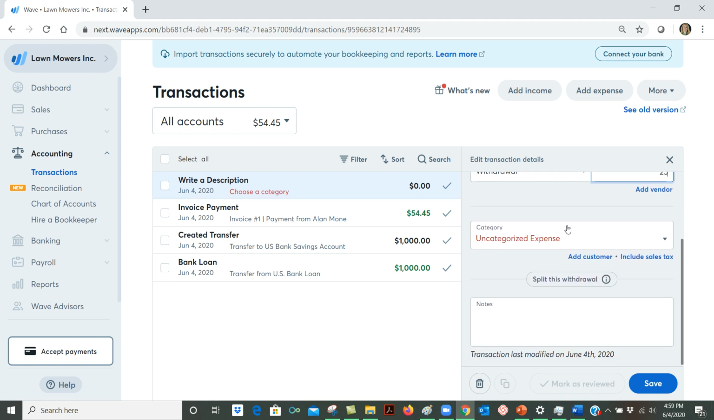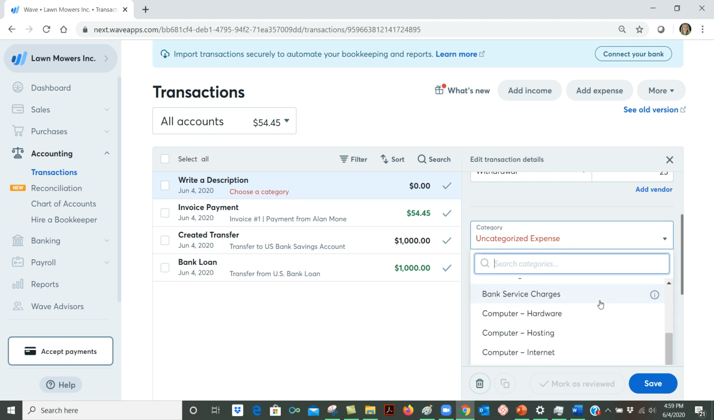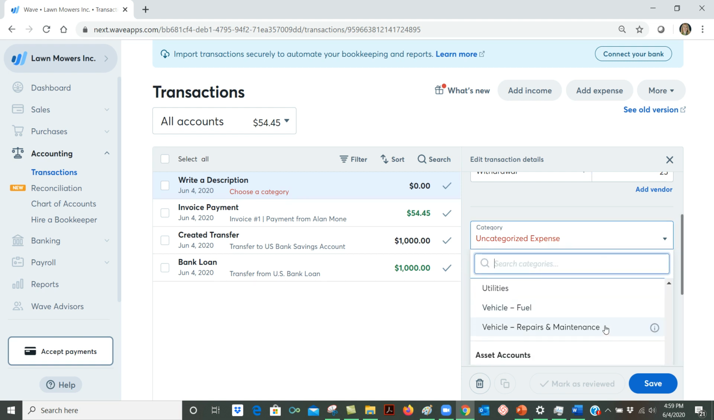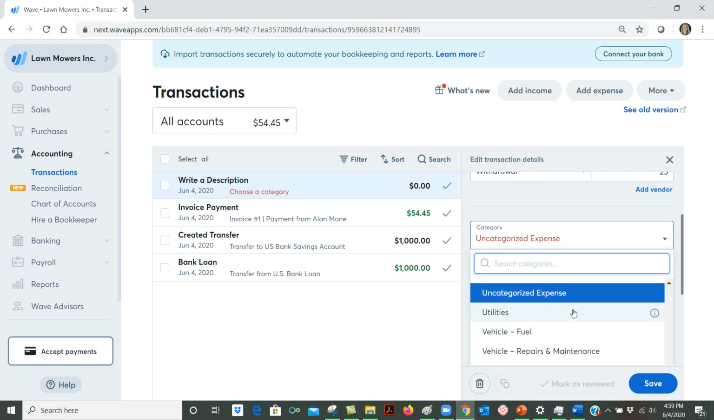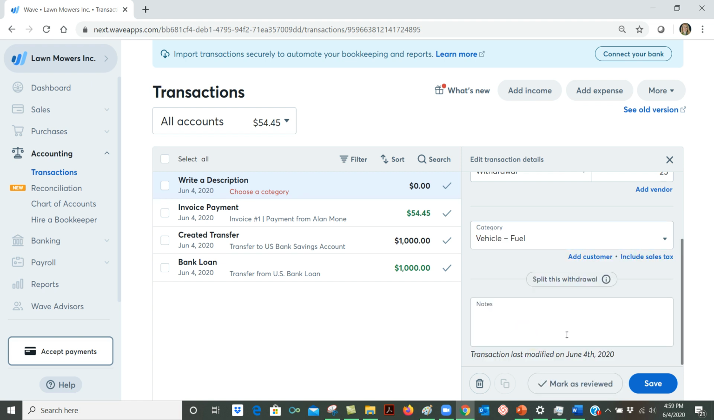Down here, under category, we need to choose the appropriate expense account. And you'll see that there are various accounts that Wave has already given us by default. And down here under expense accounts, we can see there is a vehicle fuel account. So I'll go ahead and choose that and then click Save.